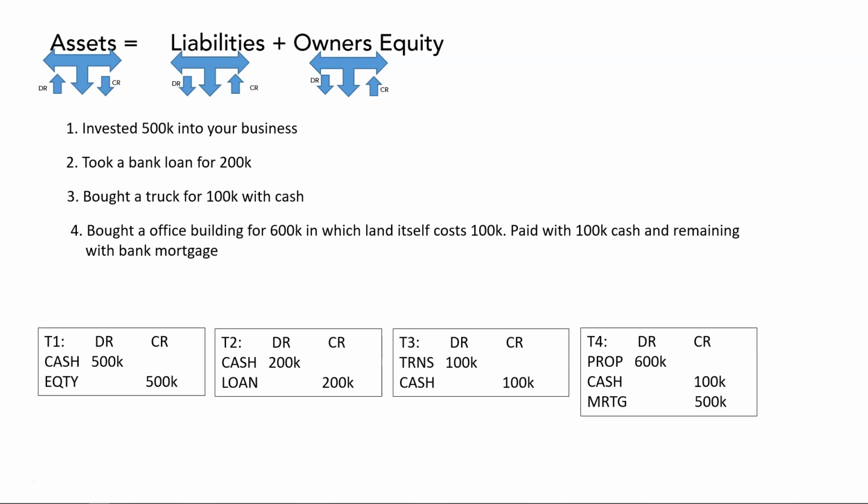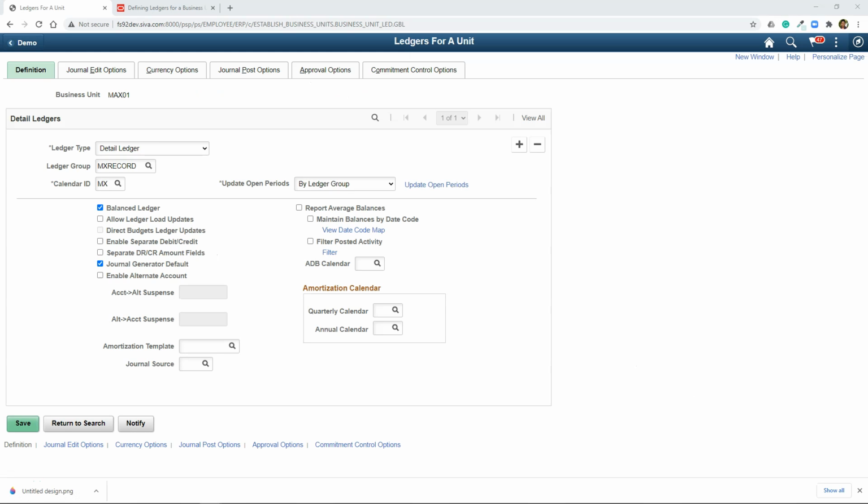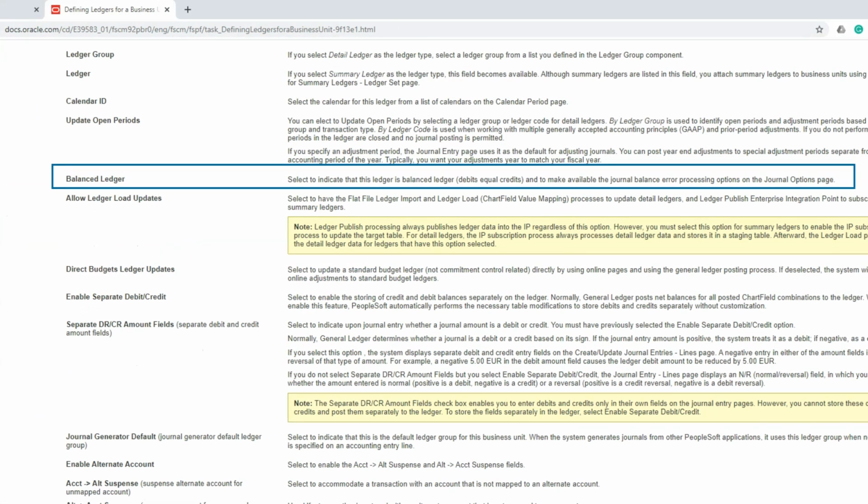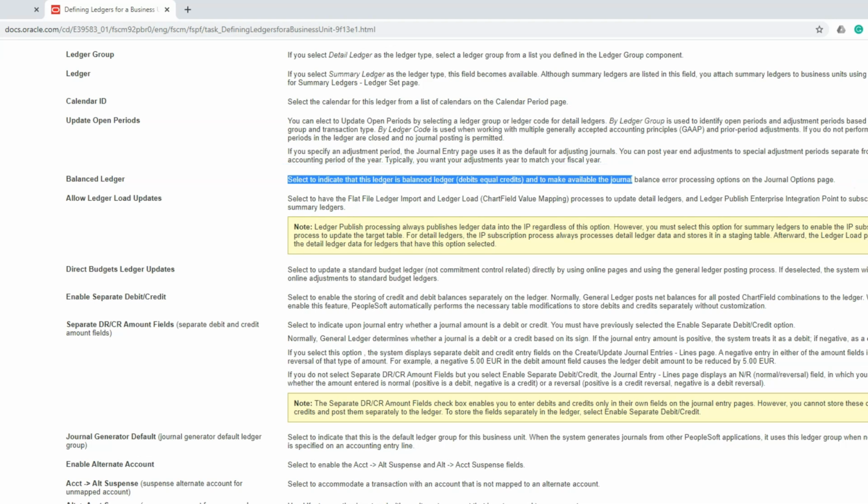Now let's understand how this debits credits framework gets enforced in PeopleSoft application. In order to show that, let me log in to the PeopleSoft application. If you remember, when we configured ledgers for a unit for a company in my previous episode, I selected balance ledger here. Let's see what it means according to PeopleBooks. When we create journal against this ledger, debits must always equal credits, otherwise system will throw error after running journal edit process.